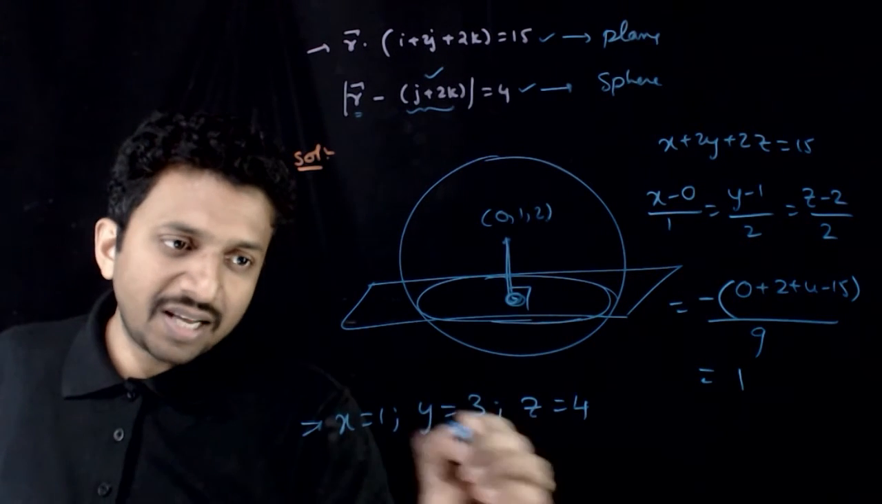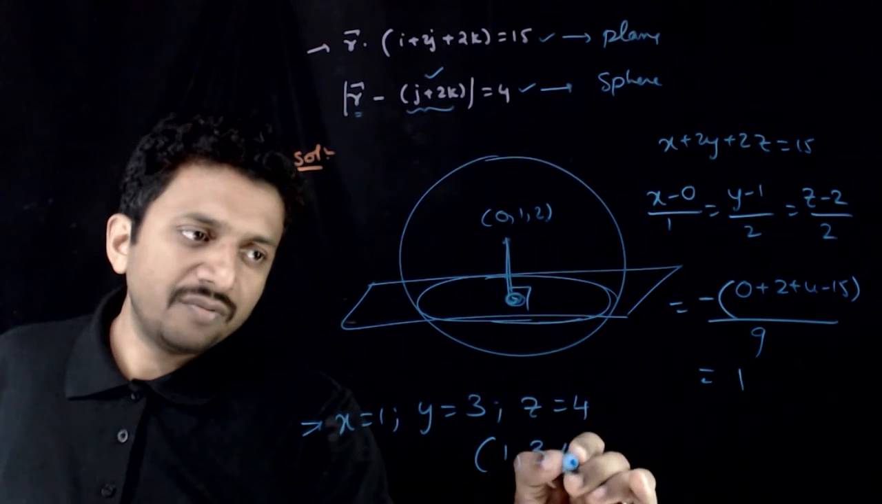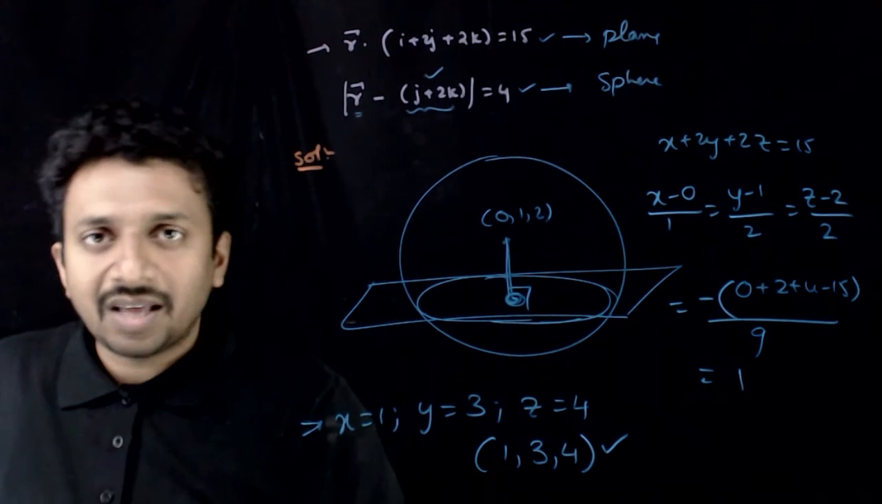So the center of this circle is (1, 3, 4). So this is the answer to this question.